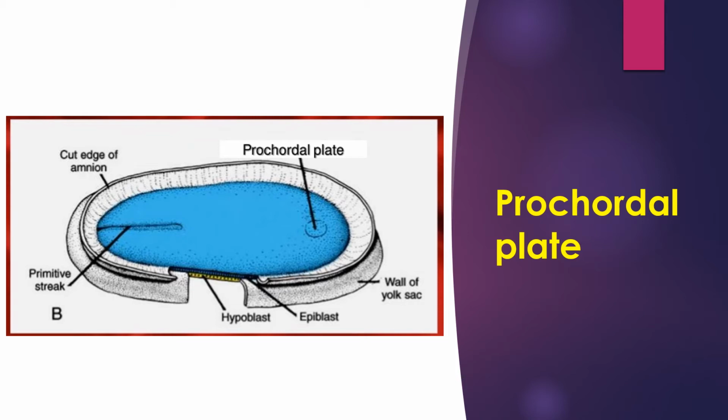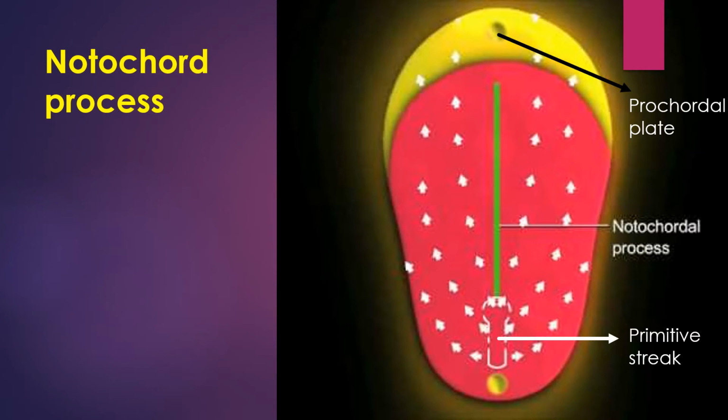Next, towards the cephalic end, we can see a plate-like structure which is called the procordal plate. Then a notochordal process-like structure can be seen which extends from Hensen's node to the procordal plate. A canalized structure has appeared between the Hensen node and the procordal plate. This canalized process does not extend beyond the procordal plate.